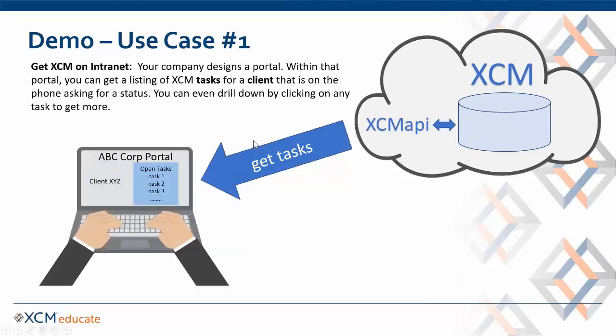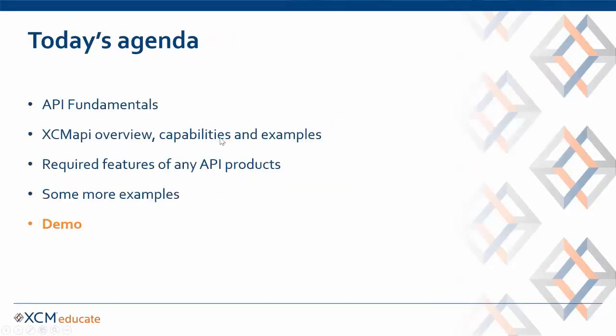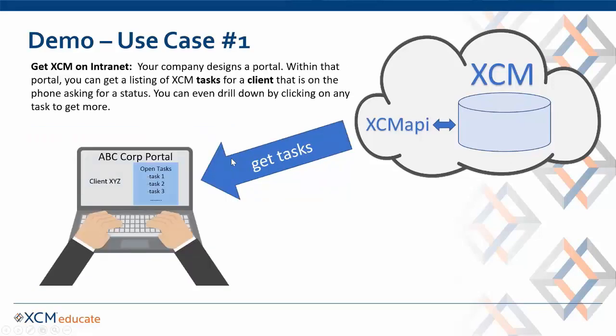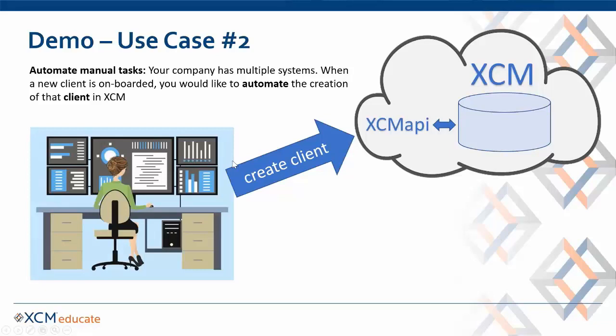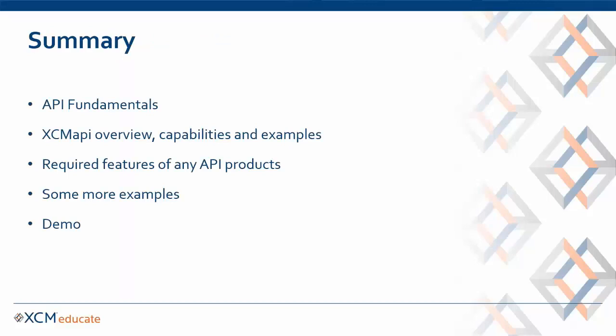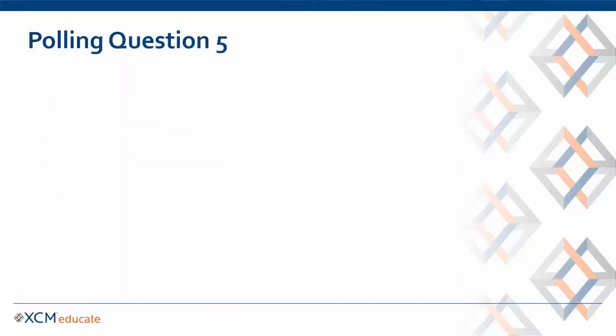Use case number 2. Yeah. So this is what Wayne showed. He basically had get XCM on intranet, and the second one was automating client creation task, which would have been manual otherwise. So we have the next polling question here with that.